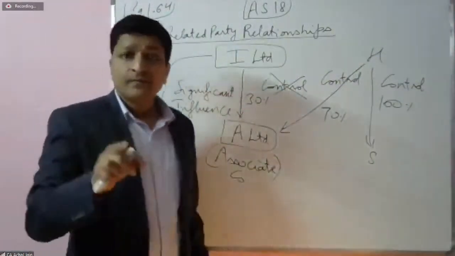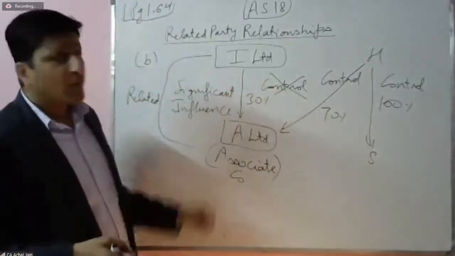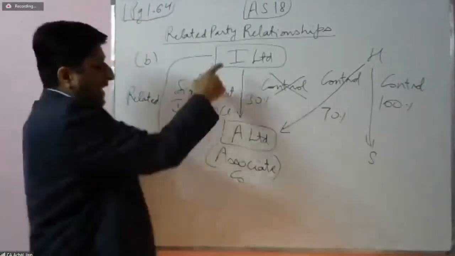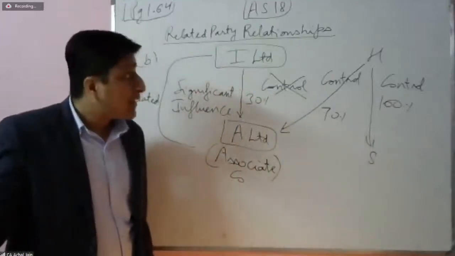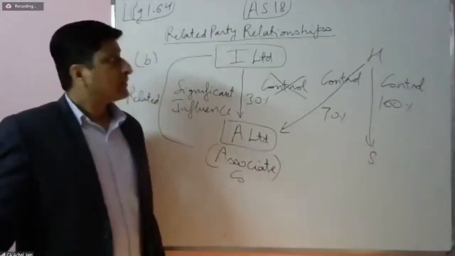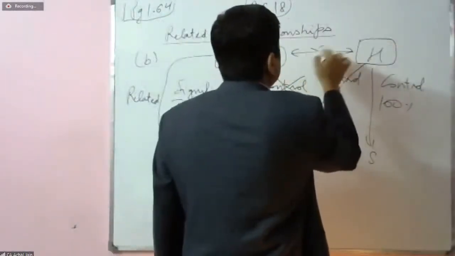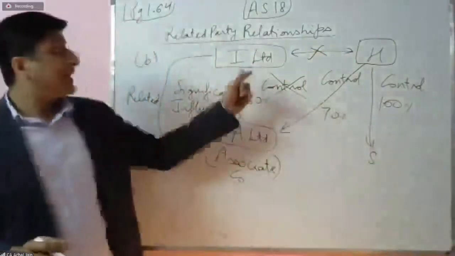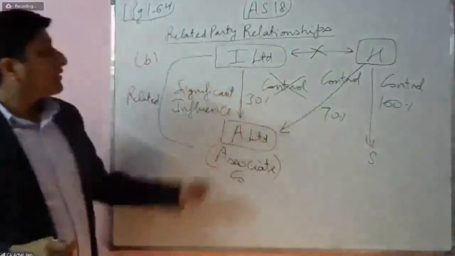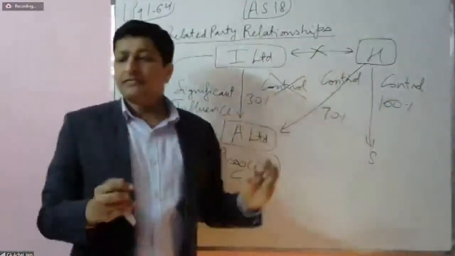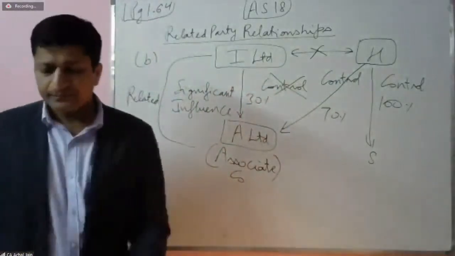As per point number A. Now we are on point number B. In case of point number B, what did we find? That I and A are also related to each other. But please remember, H and I are not related parties. We are not saying that H and I become related to each other. We are only talking about I and A and H and A. Clear on this?